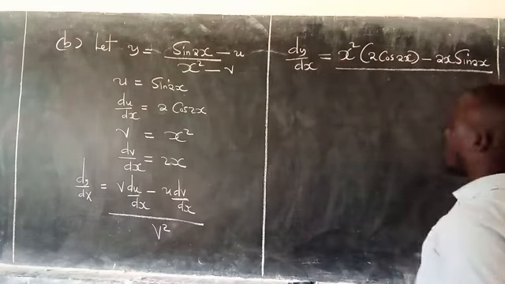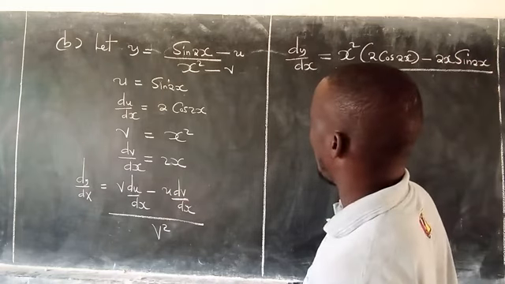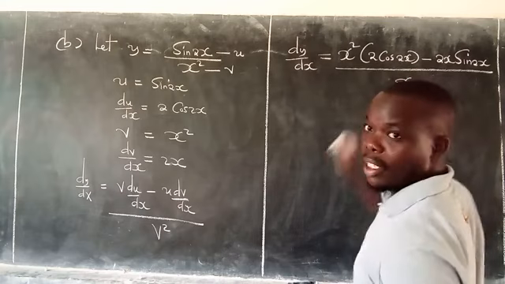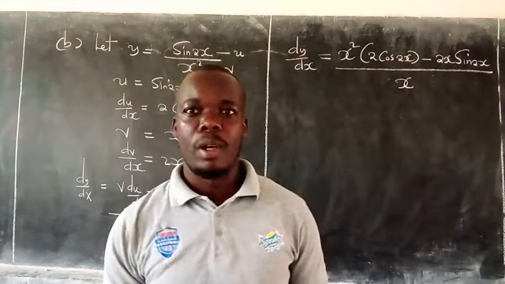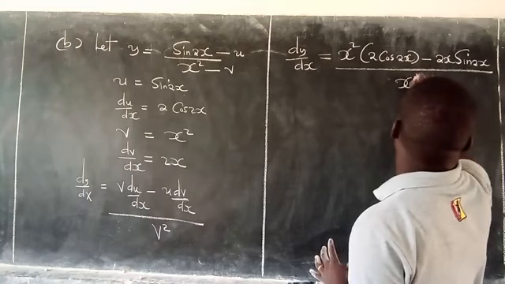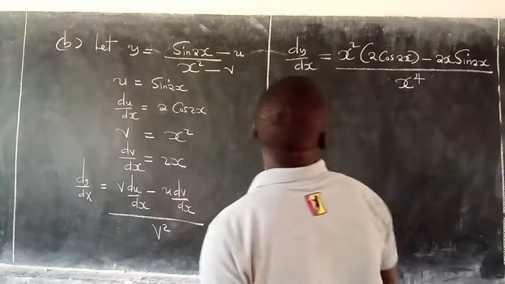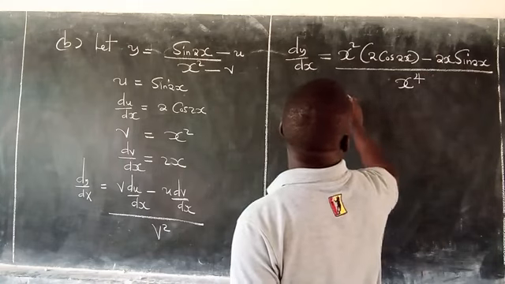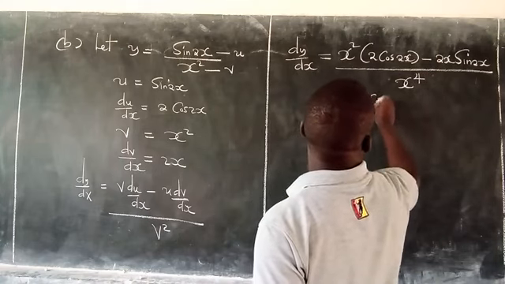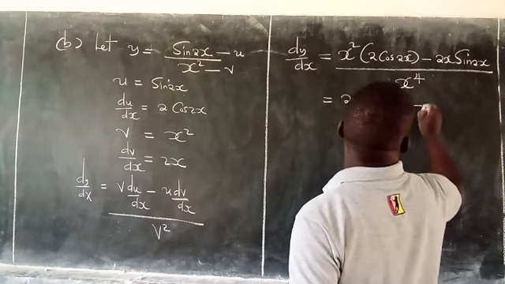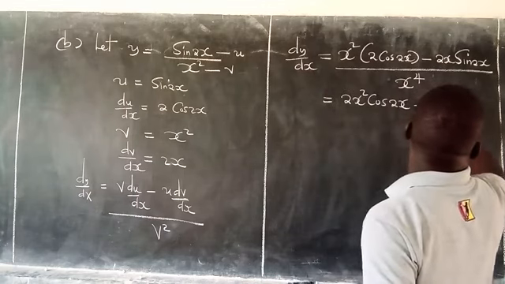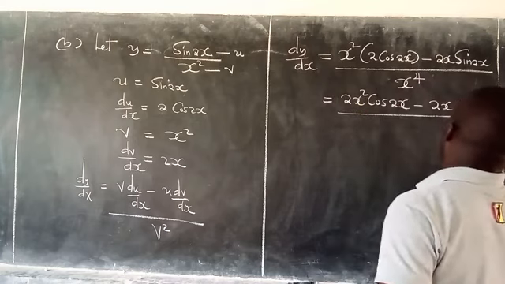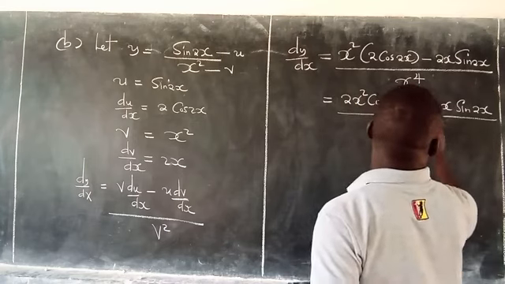All this divided by v squared, but remember v was x squared, so I'll have x squared squared, which comes to x power 4. So this will be x power 4. Now when we try to simplify the numerator, we shall have 2x squared cos of 2x minus 2x sine of 2x, all this divided by x power 4.